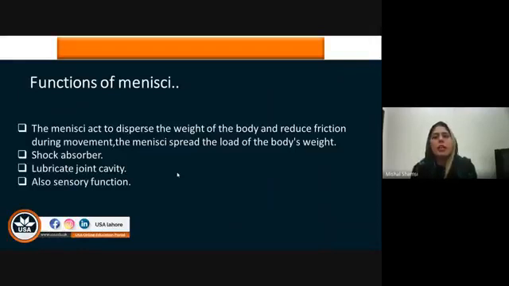The functions of the menisci are very important because they distribute the load of the body. We know that knees are the joints where we mostly shift our body weight.